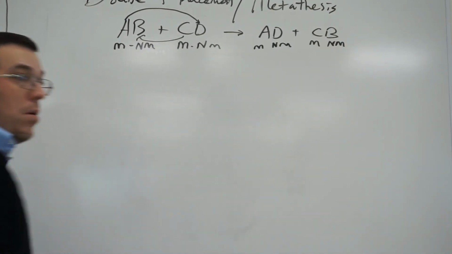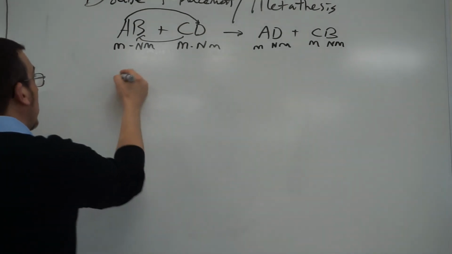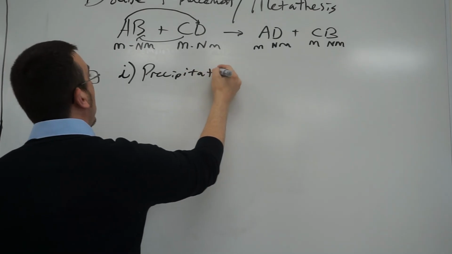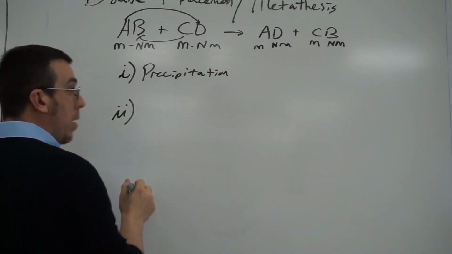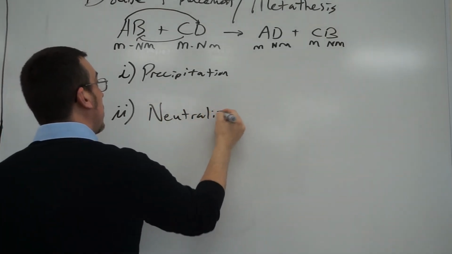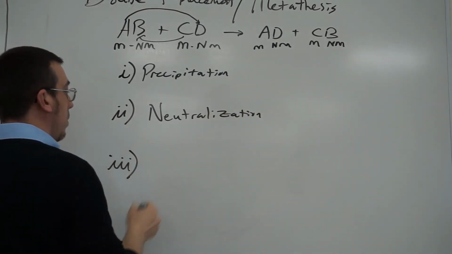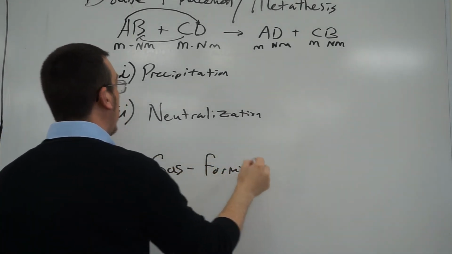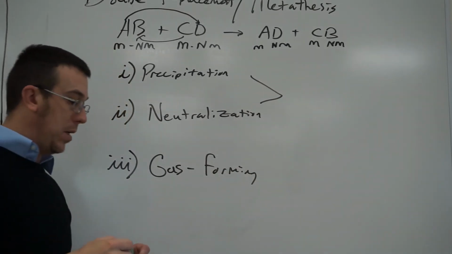Now there are three types of double replacement reactions. The most common one is precipitation. The second one, and this is fairly common too, and everyone has heard of this, is called neutralization. And then the third one is gas forming reactions. We're going to focus on these two today, precipitation and neutralization.